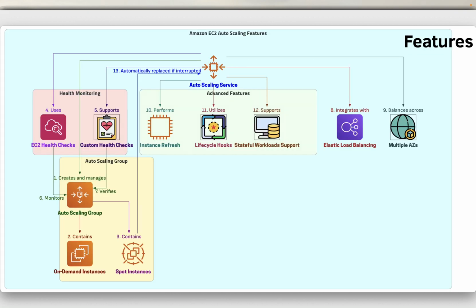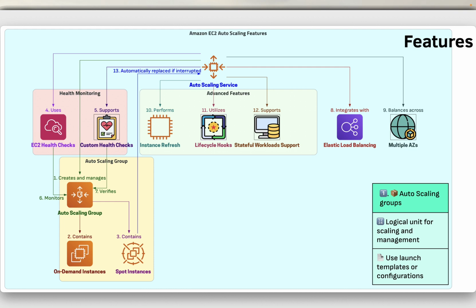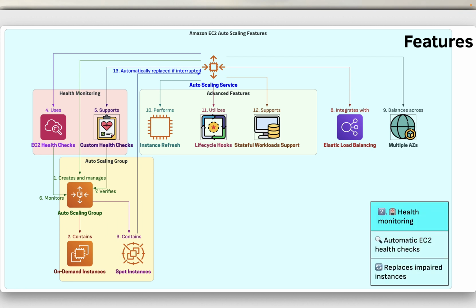Features of Amazon EC2 auto scaling. Auto scaling groups. With Amazon EC2 auto scaling, your EC2 instances are organized into auto scaling groups so that they can be treated as a logical unit for the purpose of scaling and management. Auto scaling groups use launch templates or launch configurations. Launch configurations was the first, older technology. Now for most of that we use launch templates, which is like version 2.